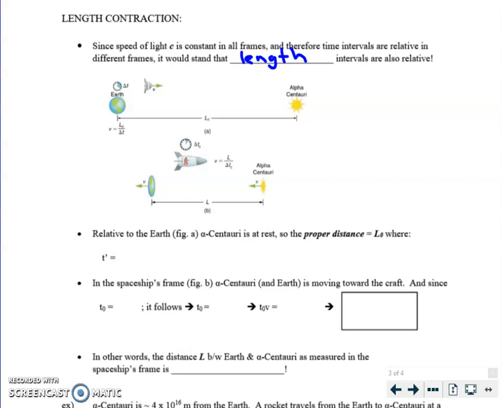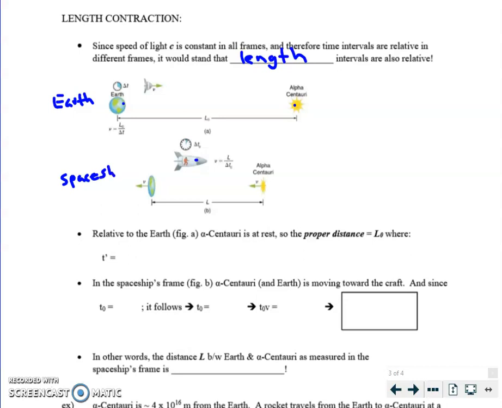So we have a situation. We're going to have a spaceship fly from Earth to a nearby star, Alpha Centauri. And we're looking at it from two different frames. The first frame is from the Earth. In other words, you are an observer, an astronomer on Earth looking at this spaceship fly to Alpha Centauri. And the second frame, this one, B, is if you're in the spaceship itself.